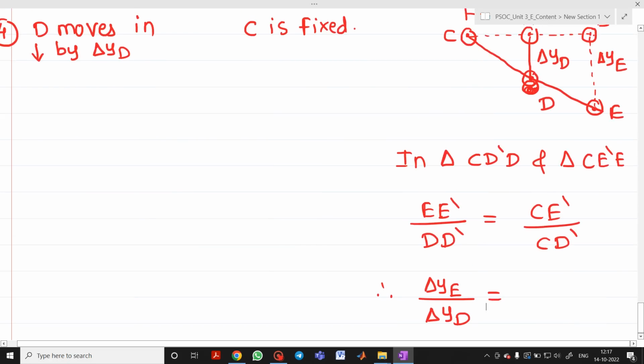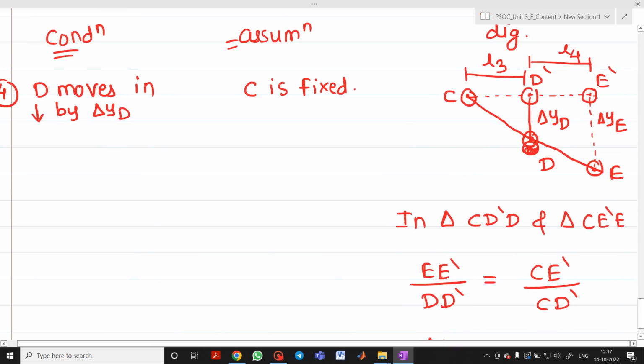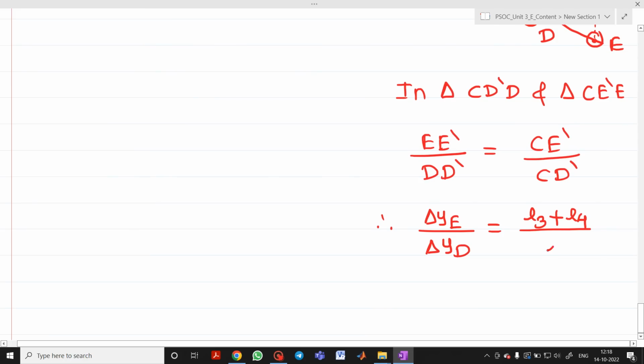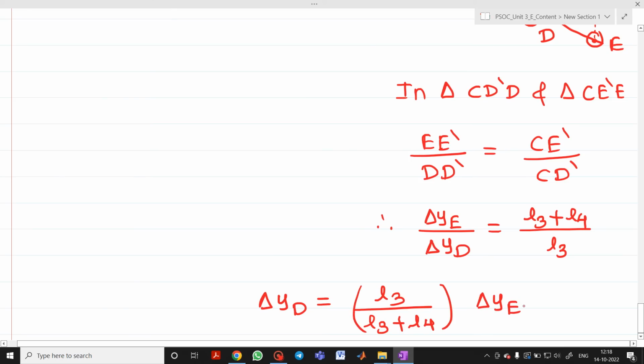So how can I write now C E dash? If you see, C E dash will be equal to this distance L3 plus this distance L4. And CD dash will be equal to L3. So just substitute from the diagram. Already we have seen what L3 and L4 are. So can I write the equation for delta YD from this? Yes, delta YD will be equal to L3 upon L3 plus L4, whole into delta YE.